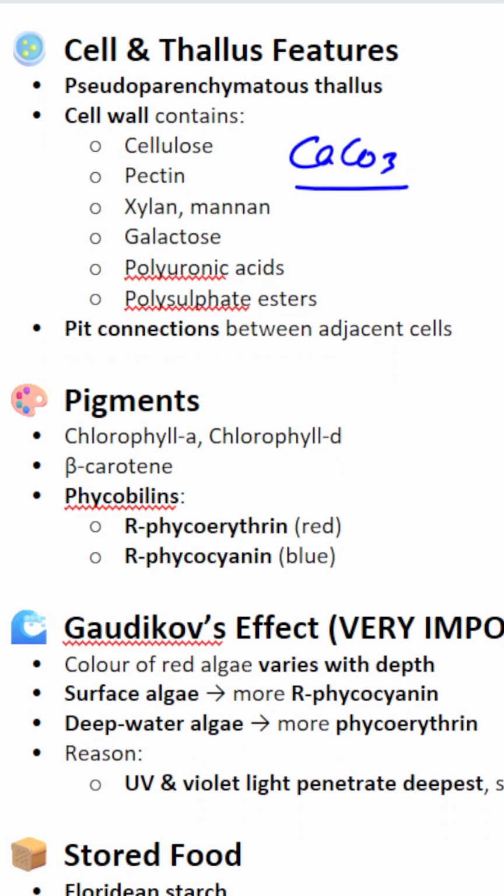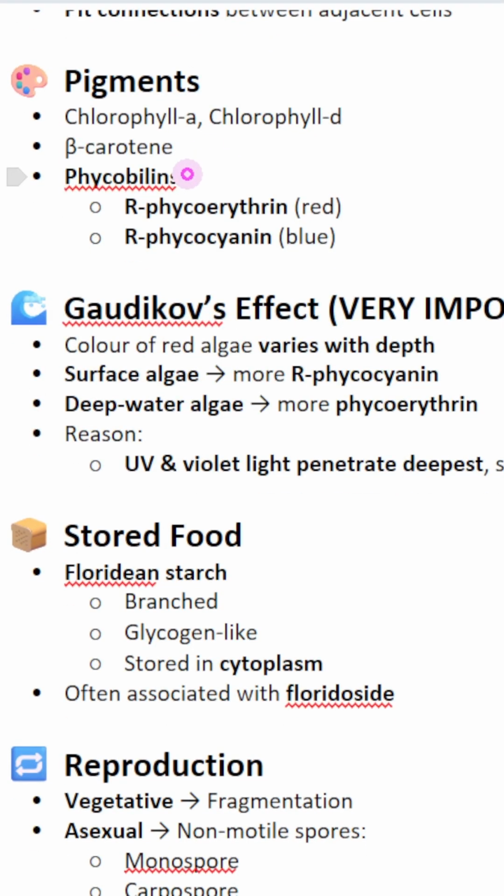But for body coloration, it contains a special pigment called phycobilins. Why are they called bilins? Because they are modified bile pigments. Phyco means algae, and bilins means modified bile pigments. There are two types of pigment: R-phycoerythrin, which is red in color, and R-phycocyanin, which is blue in color. So one imparts red color, another imparts blue color.